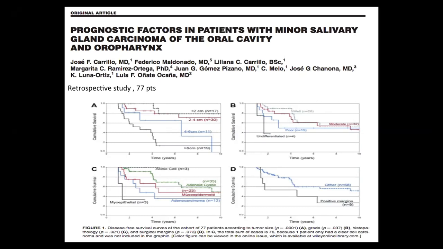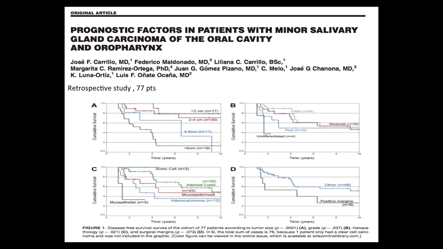They did a univariate and multivariate analysis, and they had calculated DFS. Now, DFS for these 77 patients: they found 4 independent prognostic factors. The first was the tumor size. If you see, they have shown the DFS being significantly different for various tumor sizes.